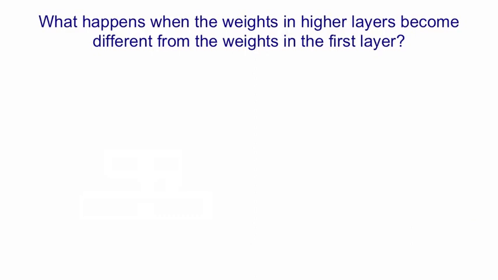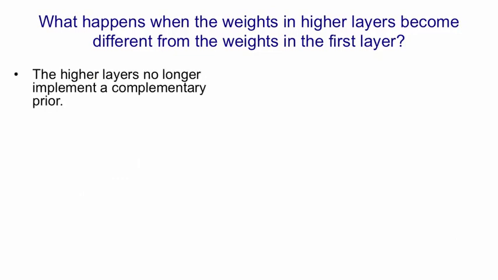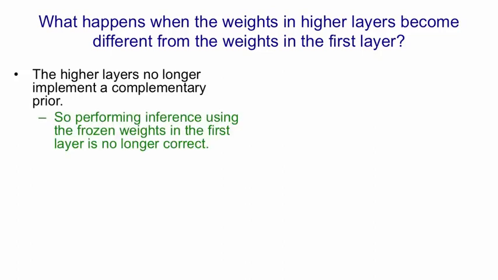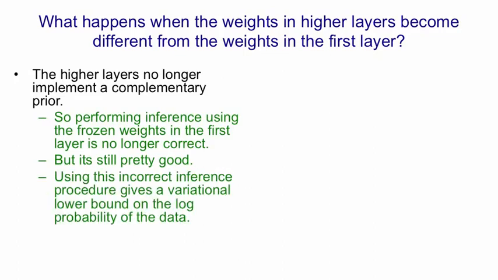And of course, when we change the weights in the layers above, but leave the bottom layer of weights fixed, the prior created by those changed weights is no longer exactly complementary. So now our inference procedure, using the frozen weights in the bottom layer, is no longer exactly correct. The good news is, it's nearly always very close to correct, and with the incorrect inference procedure, we still get a variational bound on the log probability of the data.